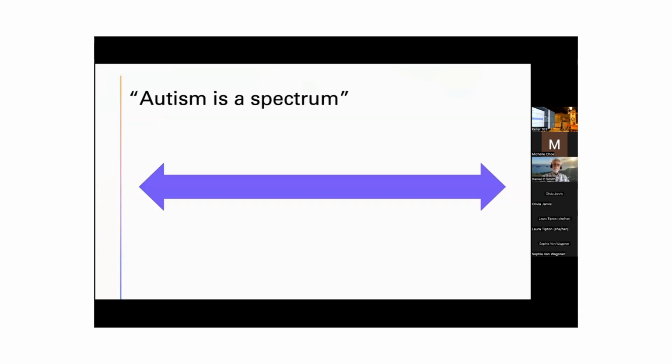So autism is a spectrum, or at least people talk about it as a spectrum colloquially, where you hear people say that autism ranges from low to high severity in this 1D spectrum. That's actually a very misleading way of talking about autism.